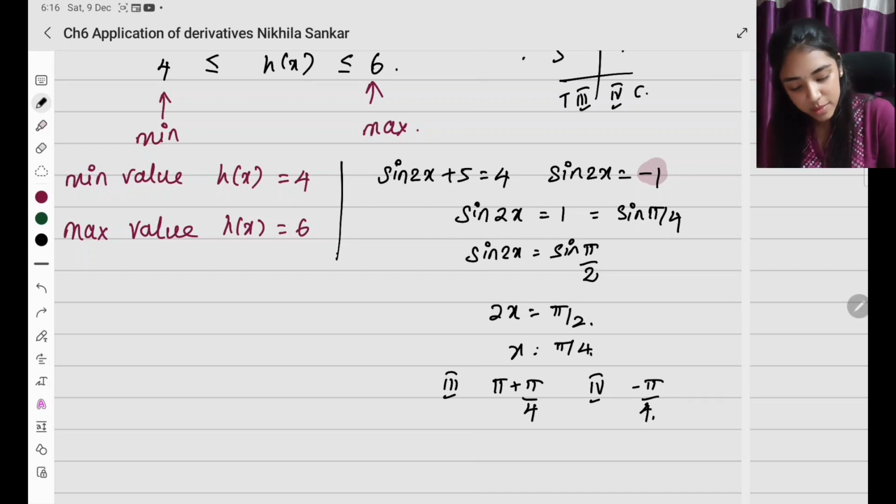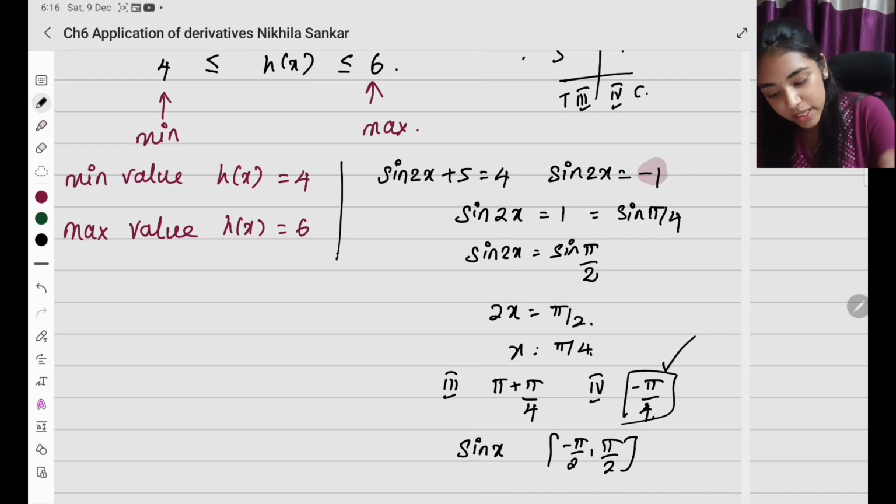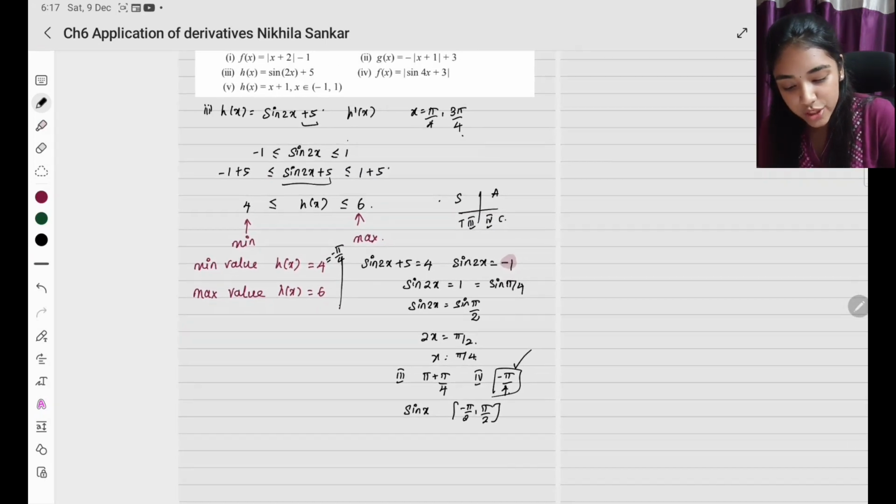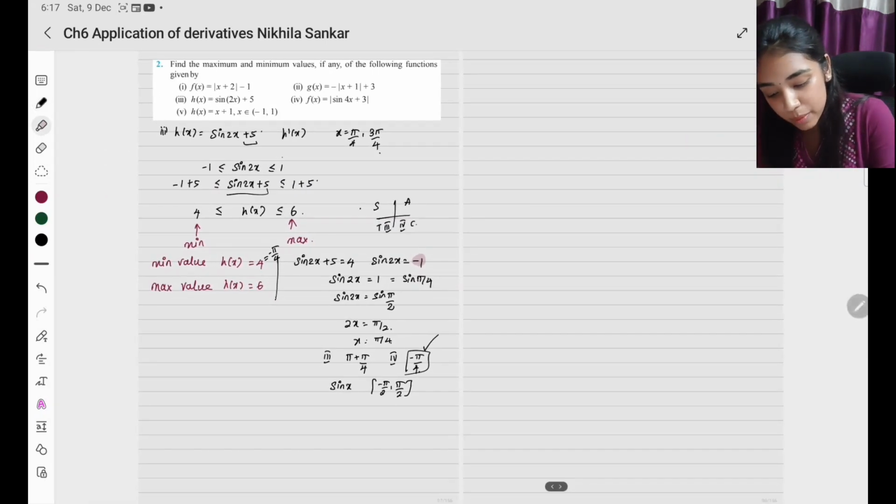Sin x exists between minus pi by 2 and pi by 2. Remember, so it has to be in the fourth quadrant. So we are talking about minus pi by 4. So the minimum value is going to be reached when x equals minus pi divided by 4. This is not asked in the question. They are only asking for what the maximum and minimum value is.